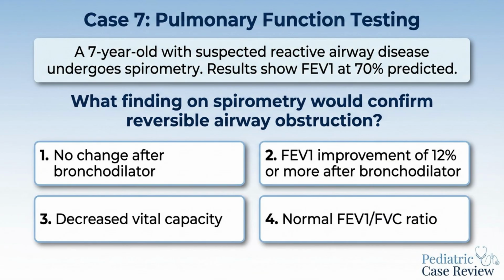Let us look at case number 7 regarding pulmonary function testing. A 7-year-old child with suspected reactive airway disease undergoes spirometry. Results show FEV1 at 70% predicted. What finding on spirometry would confirm reversible airway obstruction? Option 1, no change after bronchodilator. Option 2, FEV1 improvement of 12% or more after bronchodilator.